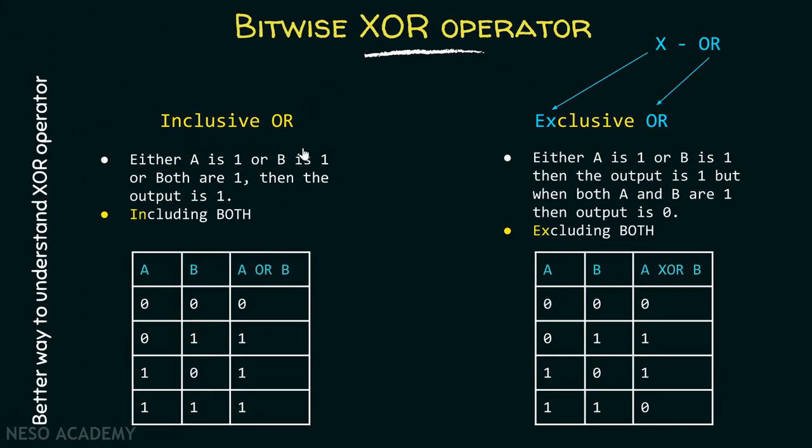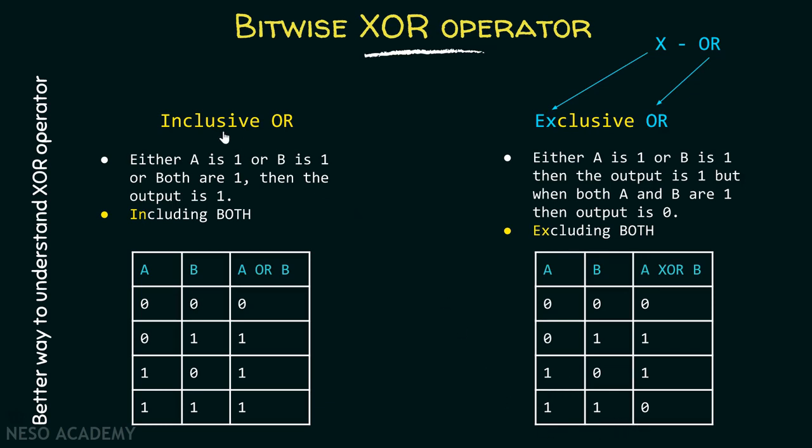Now let's try to understand the concept of the exclusive OR operator. Here, when either A is 1 or B is 1, then the output is 1. There is no problem. But when both A and B are 1, then the output is 0. Please note down this point. That is why it is called the exclusive OR operator, because it is excluding the both combination. That is, when both bits are 1, then the output is 0 and not 1.